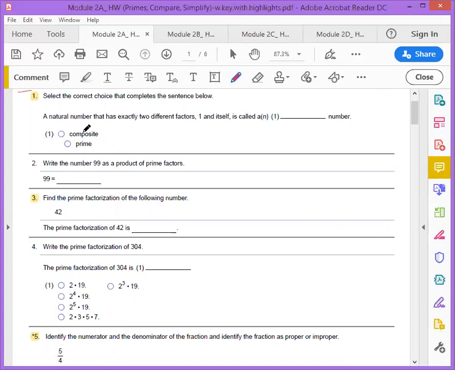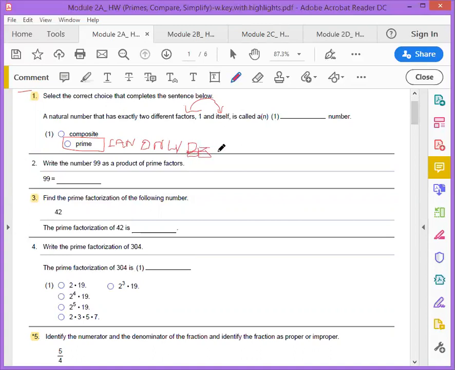Starting with number one, select the correct choice that completes the sentence below. A natural number that has exactly two factors, one and itself. Now, which of these answers would it be? Composite numbers or prime numbers? And the answer is prime numbers. The definition of prime numbers is numbers that can only be divided by themselves and one.